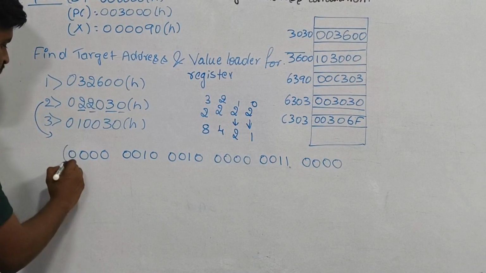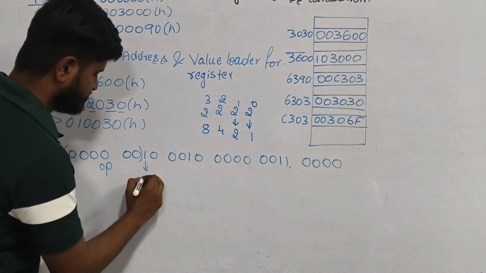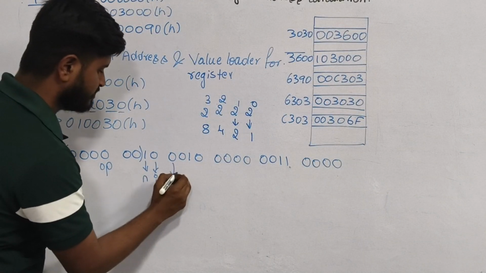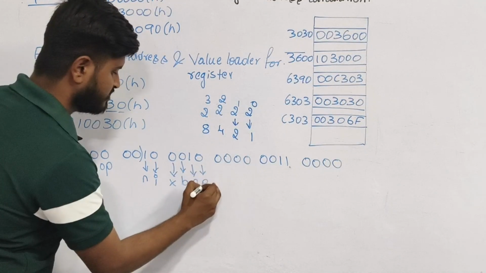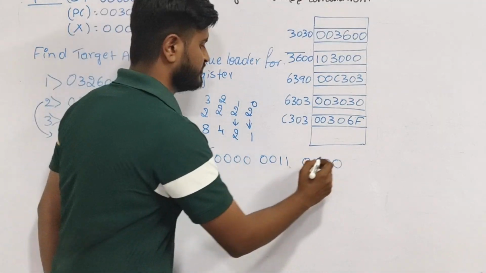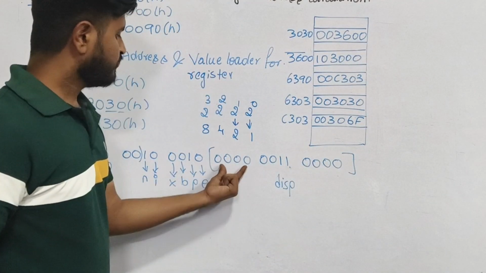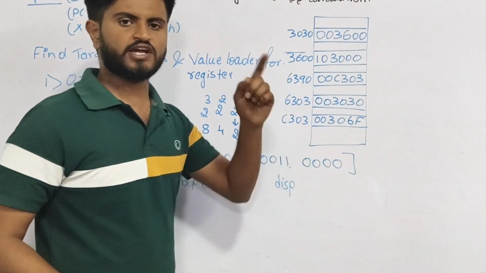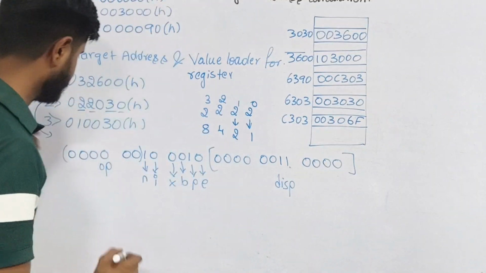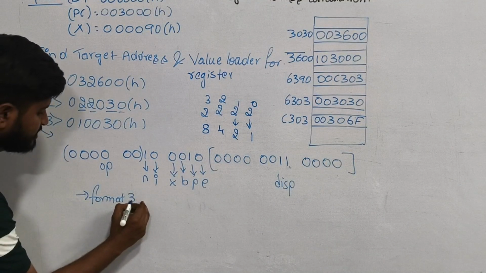If you see here, the first 6 bits will be considered as the opcode. Next N, I, X, B, P, E, and all the others will be considered as the displacement. Here 4 plus 4 plus 4, 12, are the displacement bits, so you can tell it is format number 3. This is format 3.